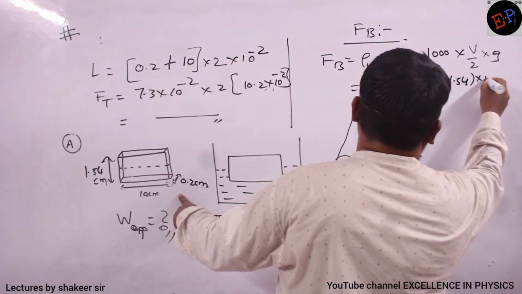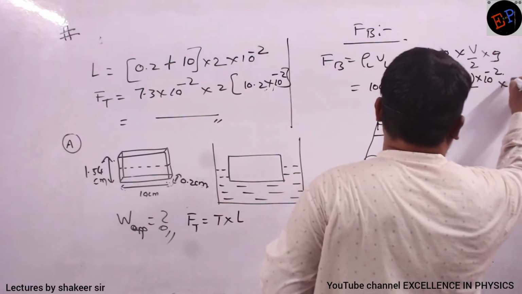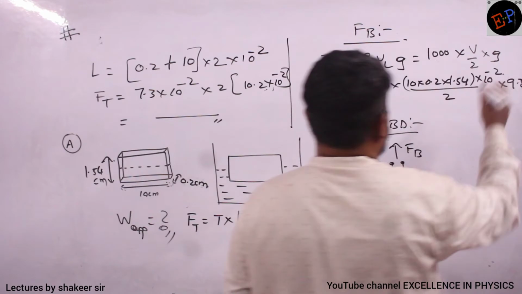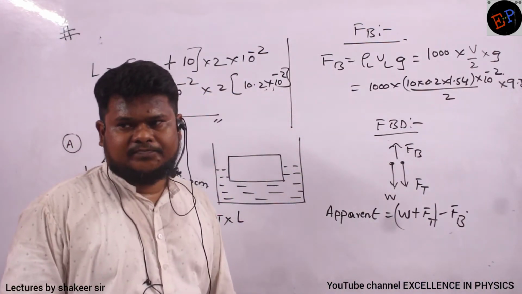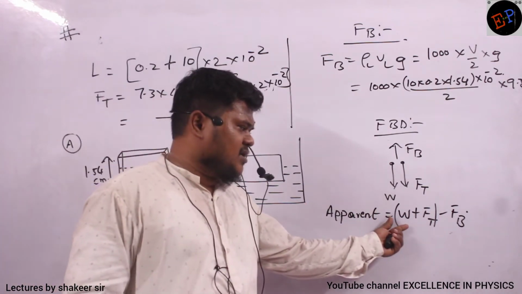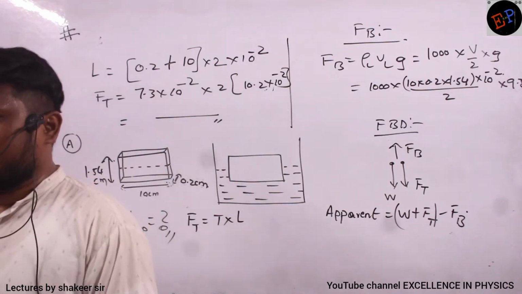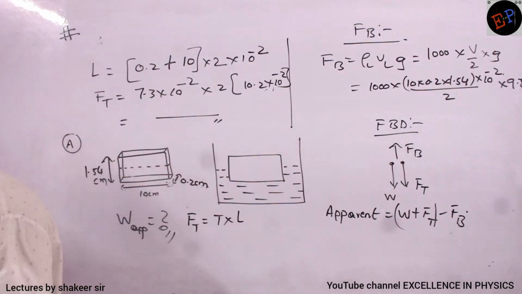Multiplied by, because I have to write in meters, 10 power minus 2 divided by 2. And what is the g value? The g value, you have to take 9.8, okay? 9.8. If you calculate this, I will get the force of buoyancy. The actual weight of the body is already given, so just substitute in this equation, and I will get the apparent weight of the body. Is it clear how we have calculated? Very simple calculation, but you need to understand the parameters very carefully.